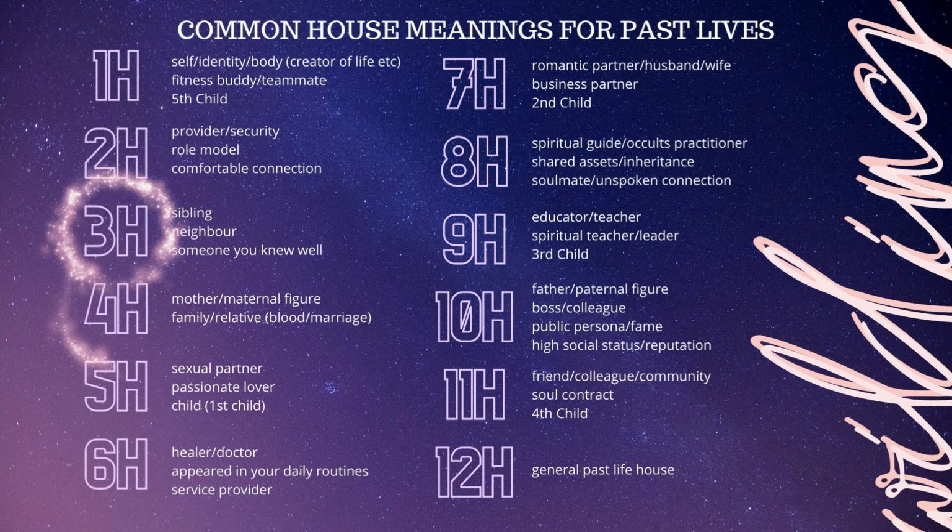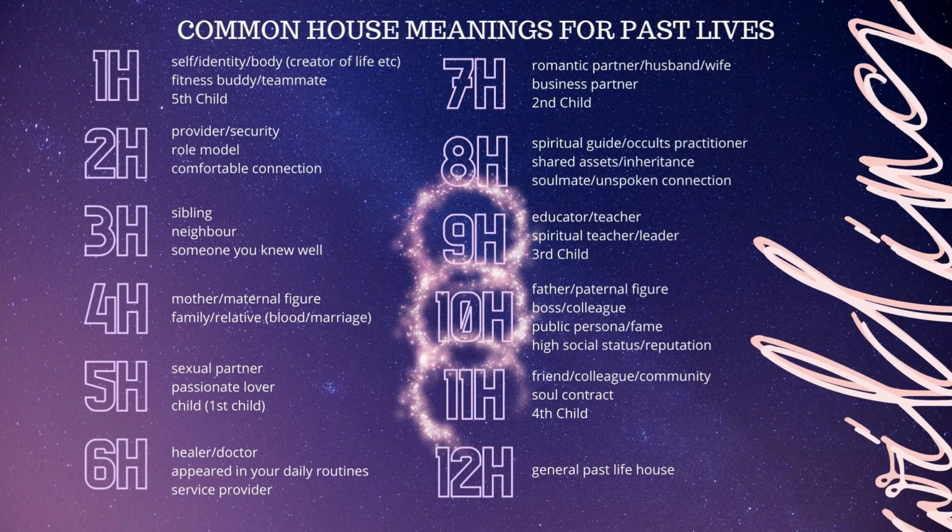The 3rd and 4th houses and potentially the 2nd house as well tend to lean more familial. So 3rd house is usually strongest for siblings, but also can be neighbors or people that you know well. The 4th house leans towards the mother and maternal figures, but also any family, relative kind of person, whether that's blood or through marriage. 2nd house is a really comfortable connection with someone who's potentially a provider or provided security, which is why it leans a little bit more familial.